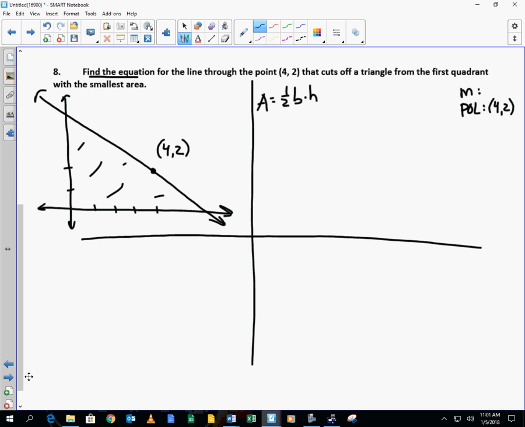Good. Now I'm going to call this the base. I'm going to call this the height. So this is where the trick comes in.